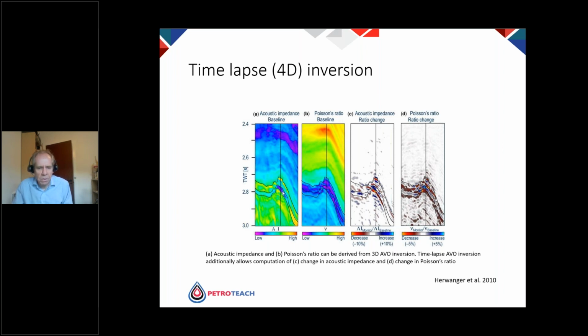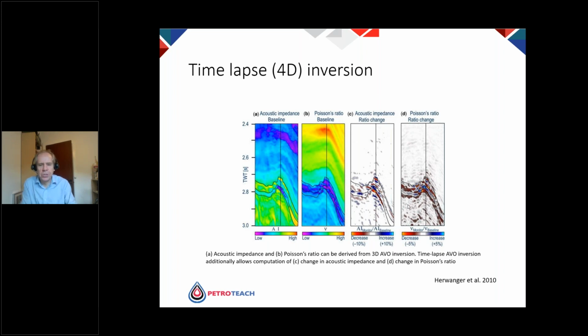I've got high porosity. This is my AI here. I've got Poisson's ratio, which is related to VPVS. So I've got changes in that. I've got low Poisson's ratio, and this is the change. And to interpret this change, I need to have a rock physics model. So the rock physics model is very important.